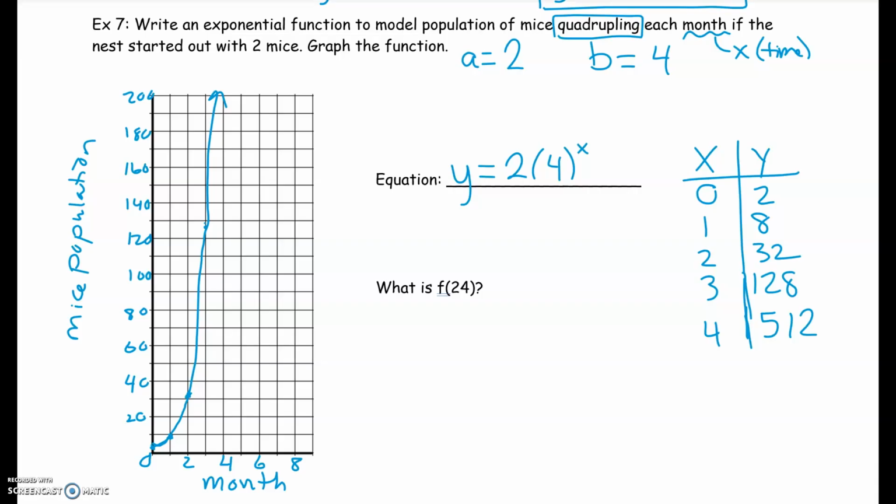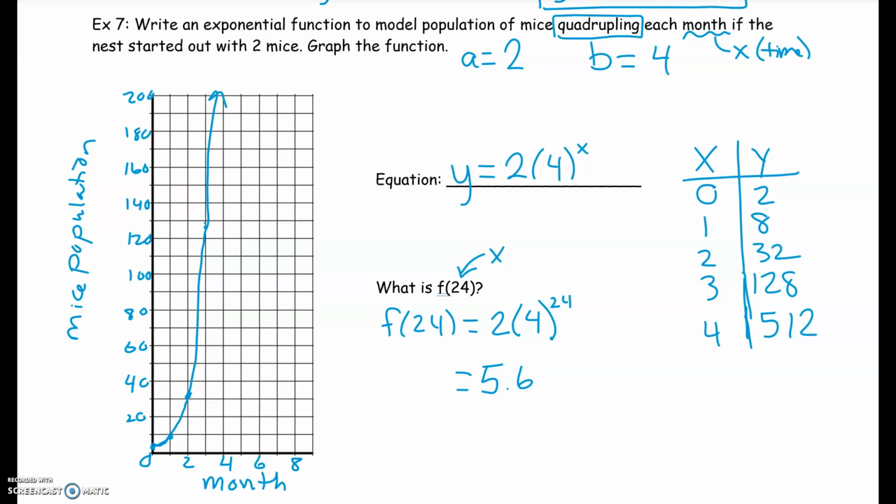And then we can ask ourselves, well, what is f of 24? Well, please remember what function notation tells us. That 24 inside is the x we're going to plug in to the equation. So f of 24 is going to be our equation, which says 2 times 4 raised to the 24th power. Okay, and when we put this in on our calculator, we're going to get a very, very large number.